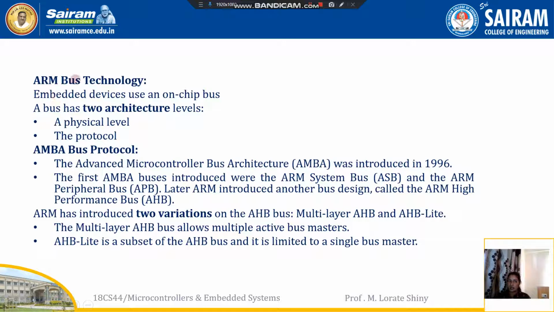First we will see about embedded system bus. ARM bus technology. Embedded devices always use on-chip bus only, meaning it is an inbuilt bus. So here we do not need to connect an external bus for the embedded device. The bus has two architecture levels, the physical level and protocol. The physical level is responsible for electrical characteristics and width of the bus. The width can be 16-bit, 32-bit, or 64-bit, etc.